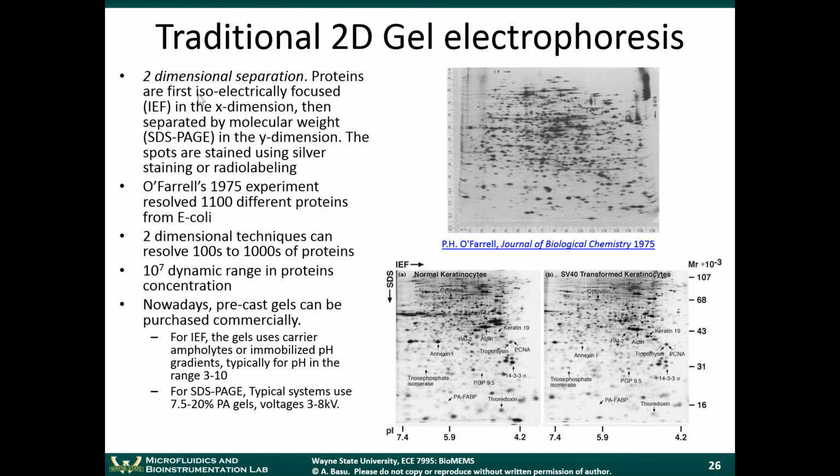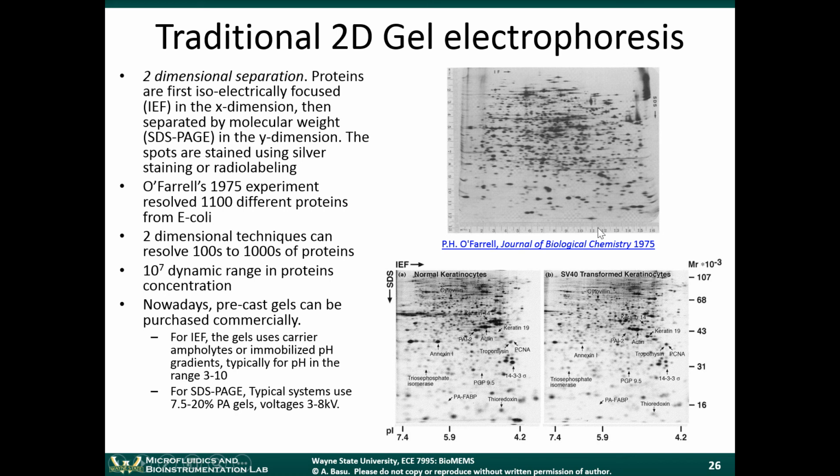This is where two-dimensional techniques come in. You actually separate in two dimensions. You separate in the x dimension based on one property, and in the y dimension based on a different property. In this type of separation, proteins are first separated using isoelectric focusing in the x dimension, and then by molecular weight using traditional gel electrophoresis in the y dimension. Then they're stained, and you'll see all these different dark spots, and those dark spots represent the amount of protein that you have.